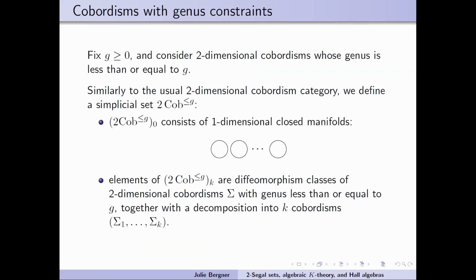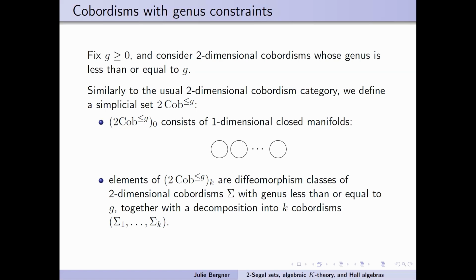Okay, so for a more geometric example, if you've seen a cobordism category, this is a variant of that. I'm going to look at two-dimensional cobordisms, and what's going to make it 2-Segal is a genus constraint. I'm going to say I only want cobordisms that have up to a certain fixed genus and no higher. I'm just going to describe this straight as a simplicial set. The zero simplices are going to be one-dimensional closed manifolds, so just collections of circles.